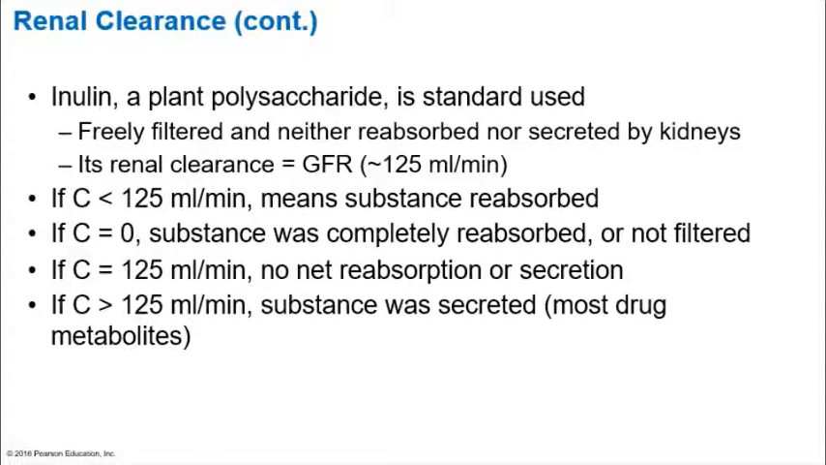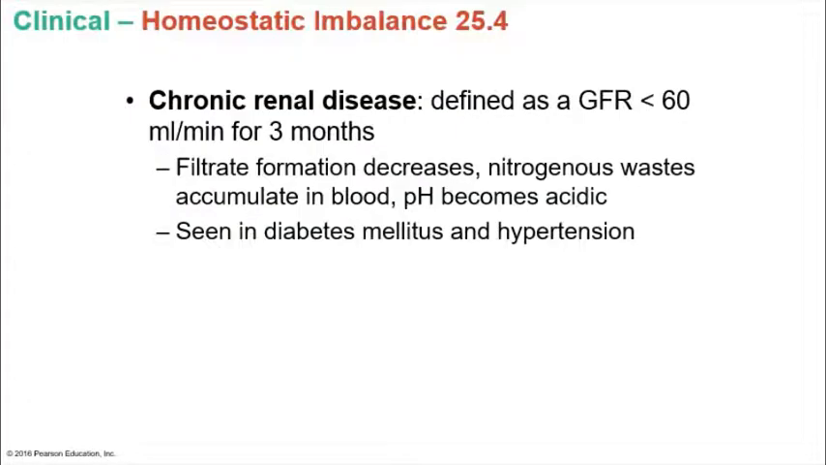And so we know these normal numbers. We know normal glomerular filtration rate and a clearance rate. So we could tell if there's something wrong. If your glomerular filtration rate falls below 60 milliliters per minute, there's something wrong. And if it lasts for 3 months or more, we call that a chronic renal disease because something's wrong. You're not doing your maximum filtration.